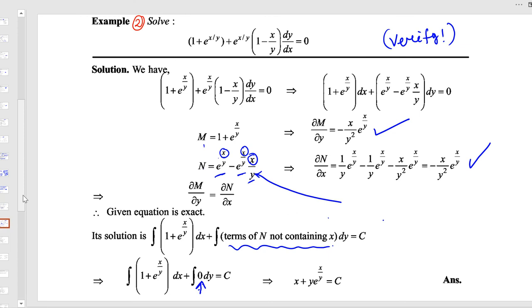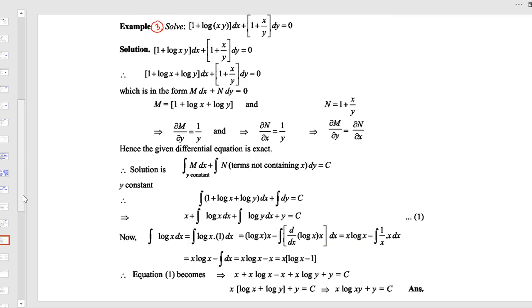If you apply this formula, there is nothing. You just need to find out M and N carefully, and after that you just put it into the formula. Then you are done.